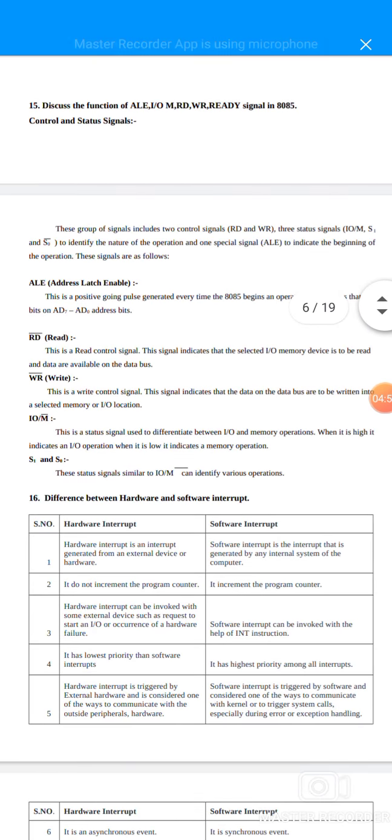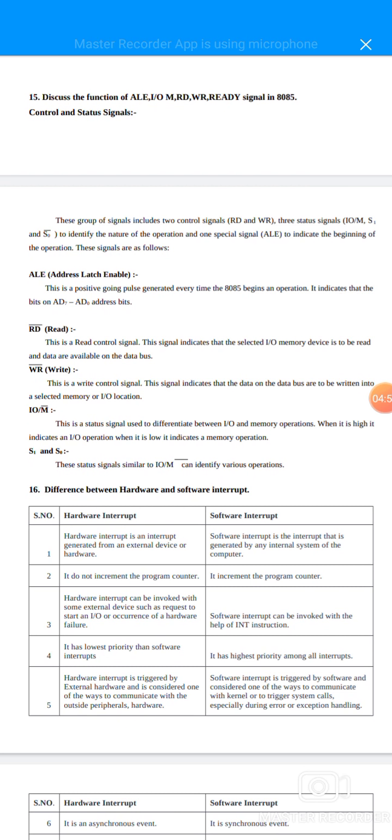15th question. Discuss the function of ALE, IO/M, RD, WR, and ready signal in 8085. Control and status signals: these groups of signals include two control signals, RD and WR, three status signals, IO/M, S1 and S0, to identify the nature of the operation, and one special signal, ALE, to indicate the beginning of the operation. These signals are as follows. ALE, address latch enable.